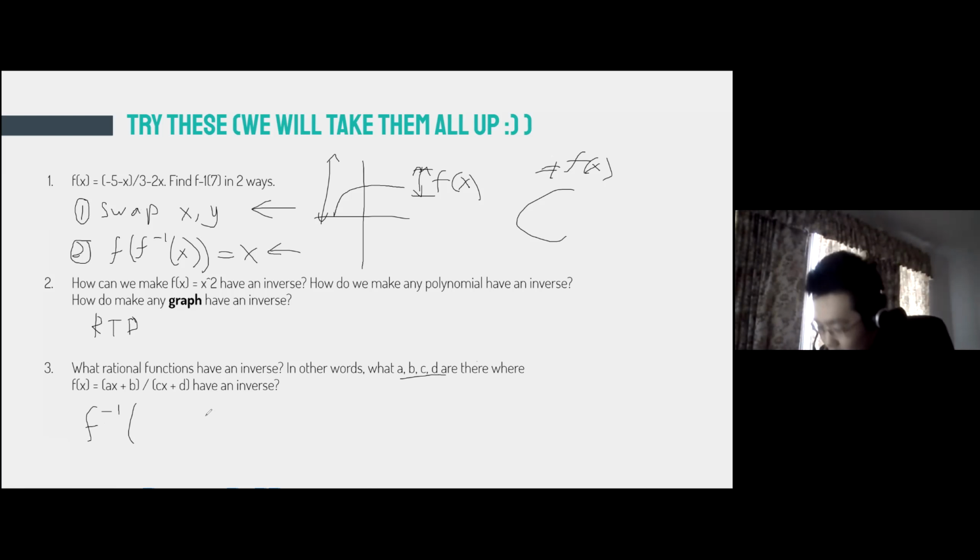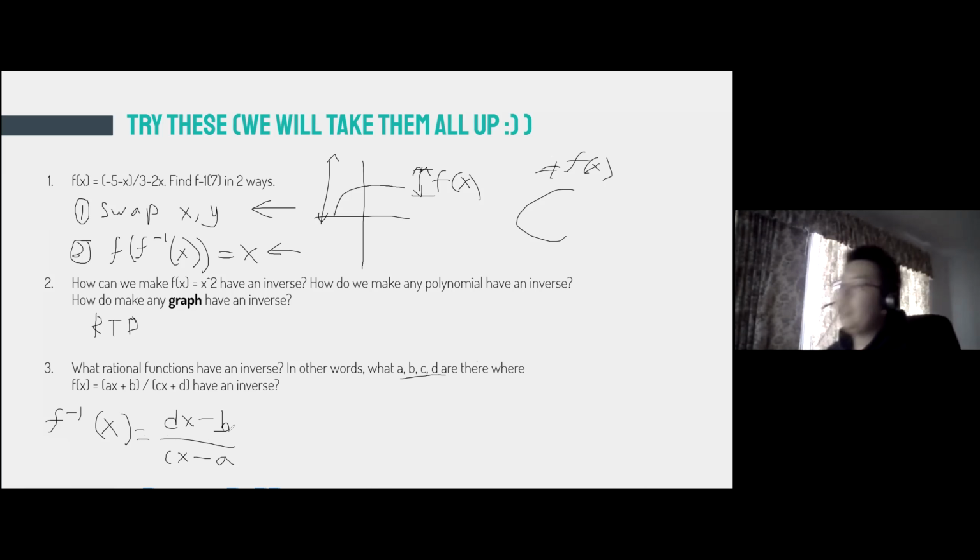I'm just going to write it out for you. So you actually get that f negative 1 of x equals dx minus b over cx minus a. You can try this by yourself if you want. It's literally the same process.